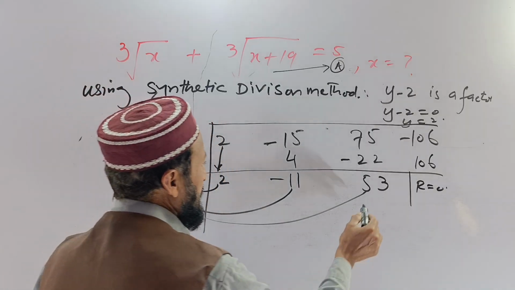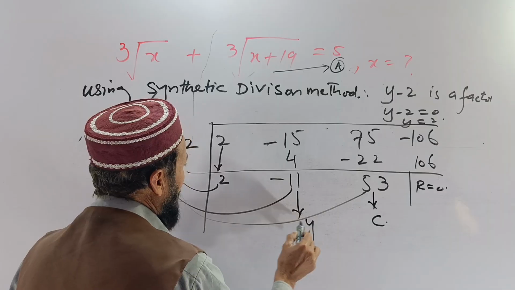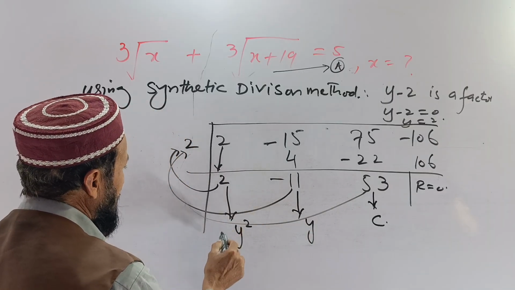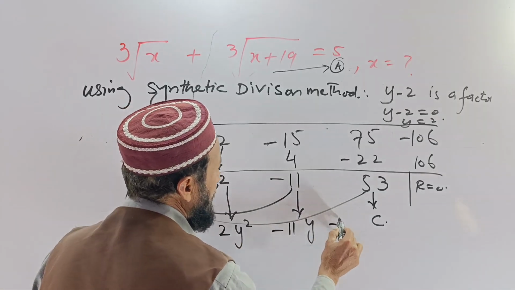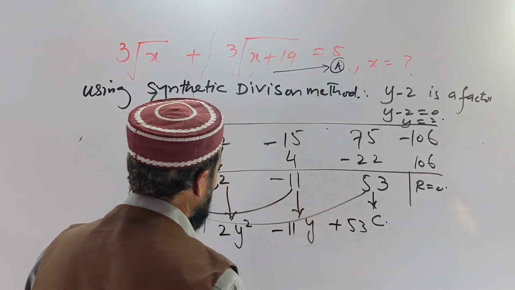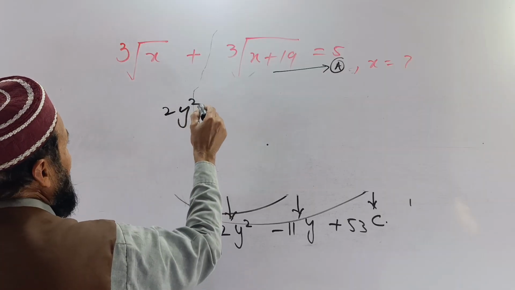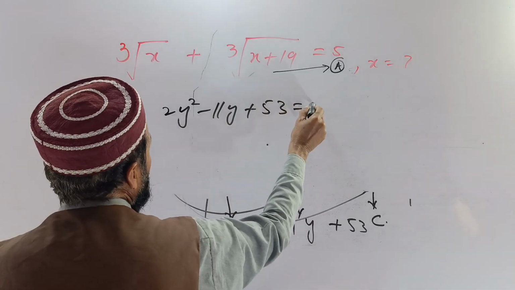Now it means that this is the constant value, this is the coefficient of the variable y, and this is the coefficient of y square. So it reduces to the form 2y square minus 11y plus 53. This is the other factor, so 2y square minus 11y plus 53 is equal to 0.